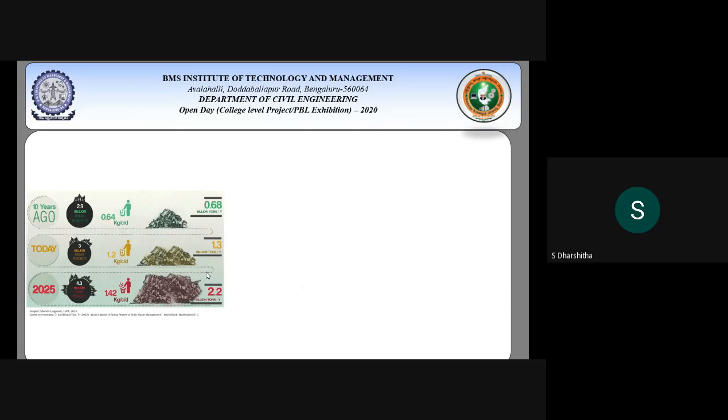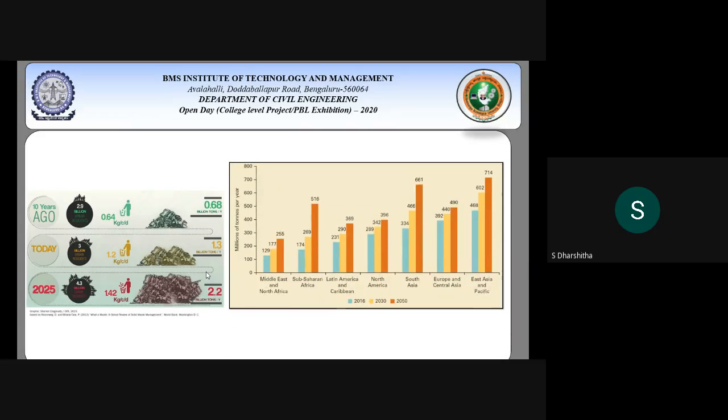This graph shows the seven continents where solid waste has been dumped and is increasing from the year 2016 to 2050 as estimated. Let us look at where India lies, that is in South Asia. 334 million tons per year was dumped in 2016, and an estimated 466 million tons per year will be dumped in 2030, and in the year 2050, 661 million tons per year will be dumped.